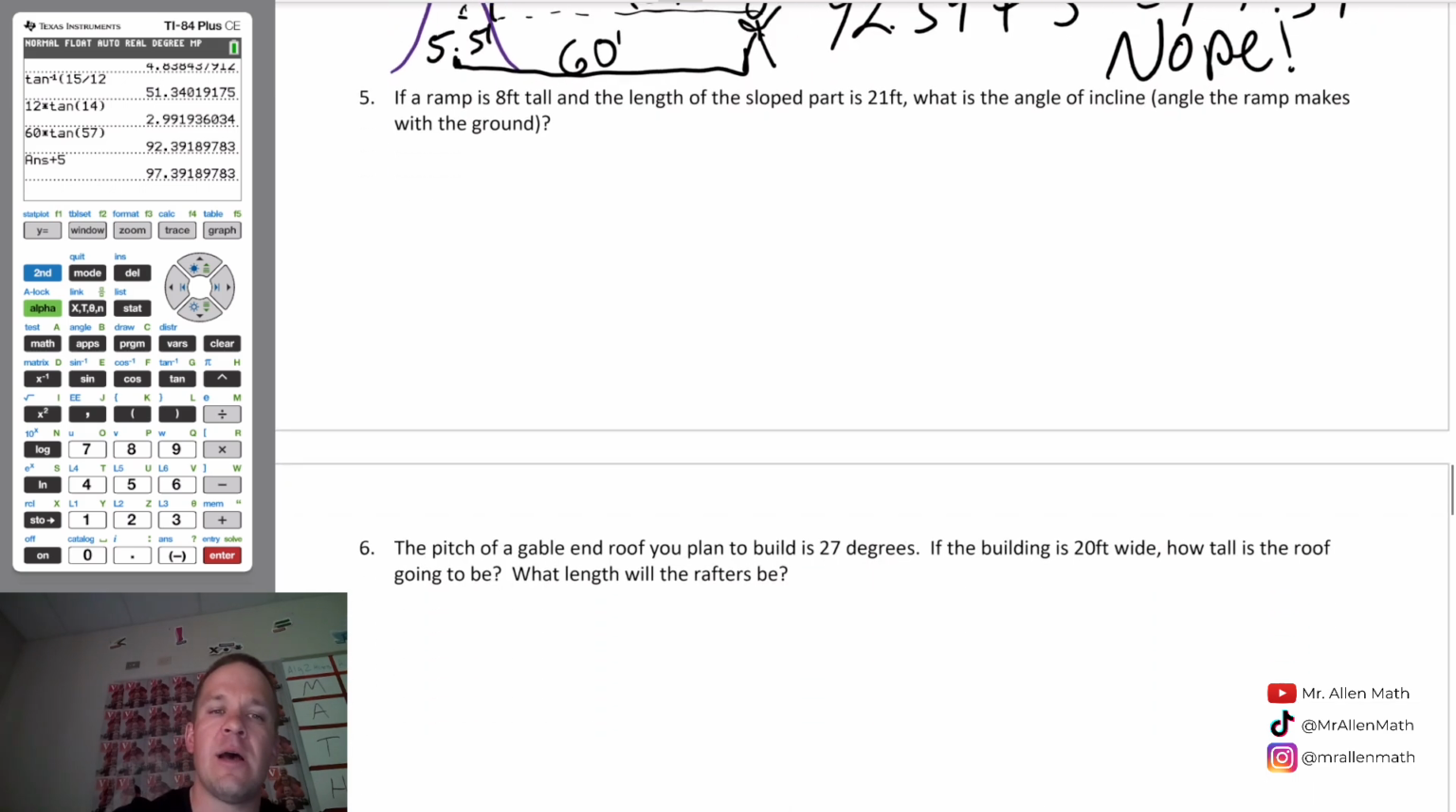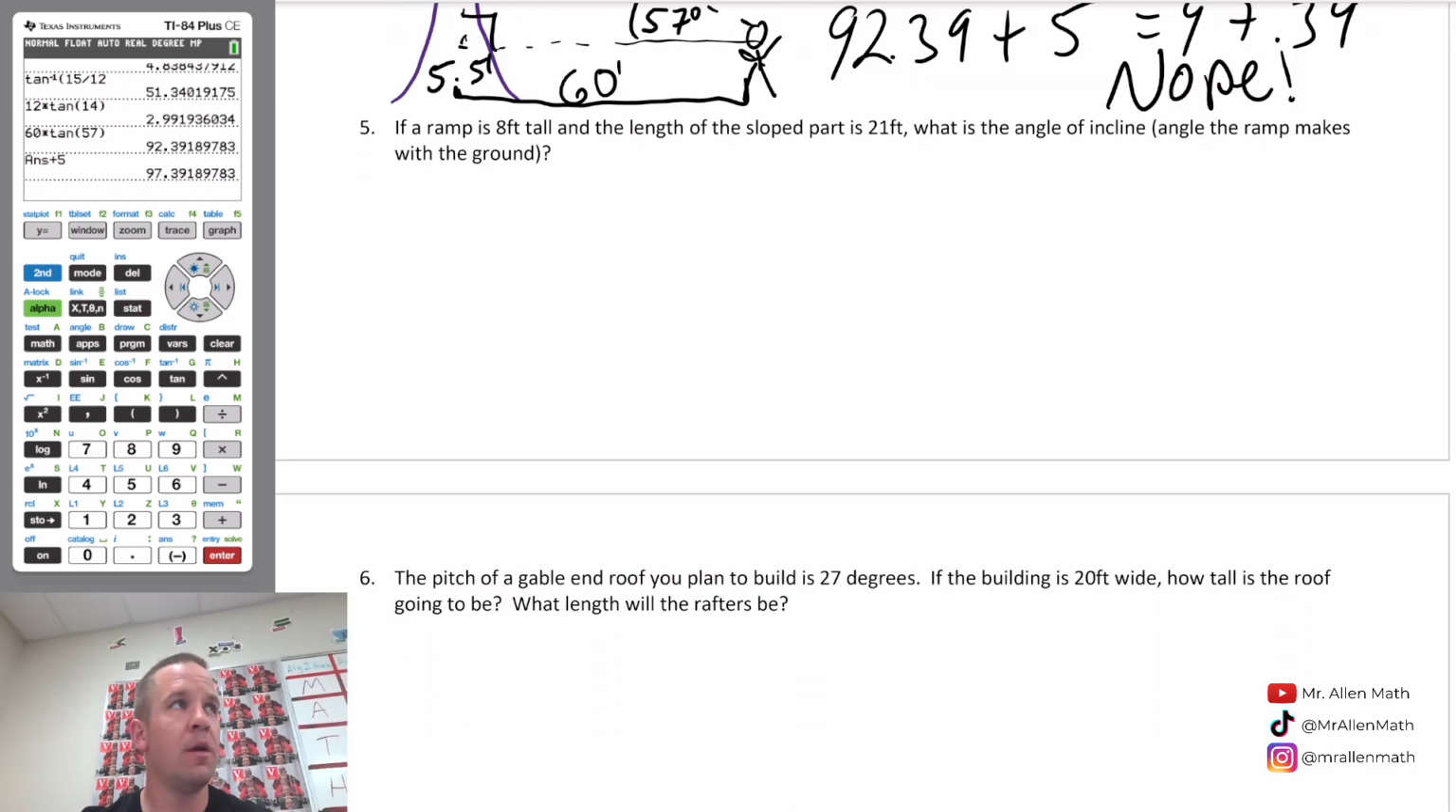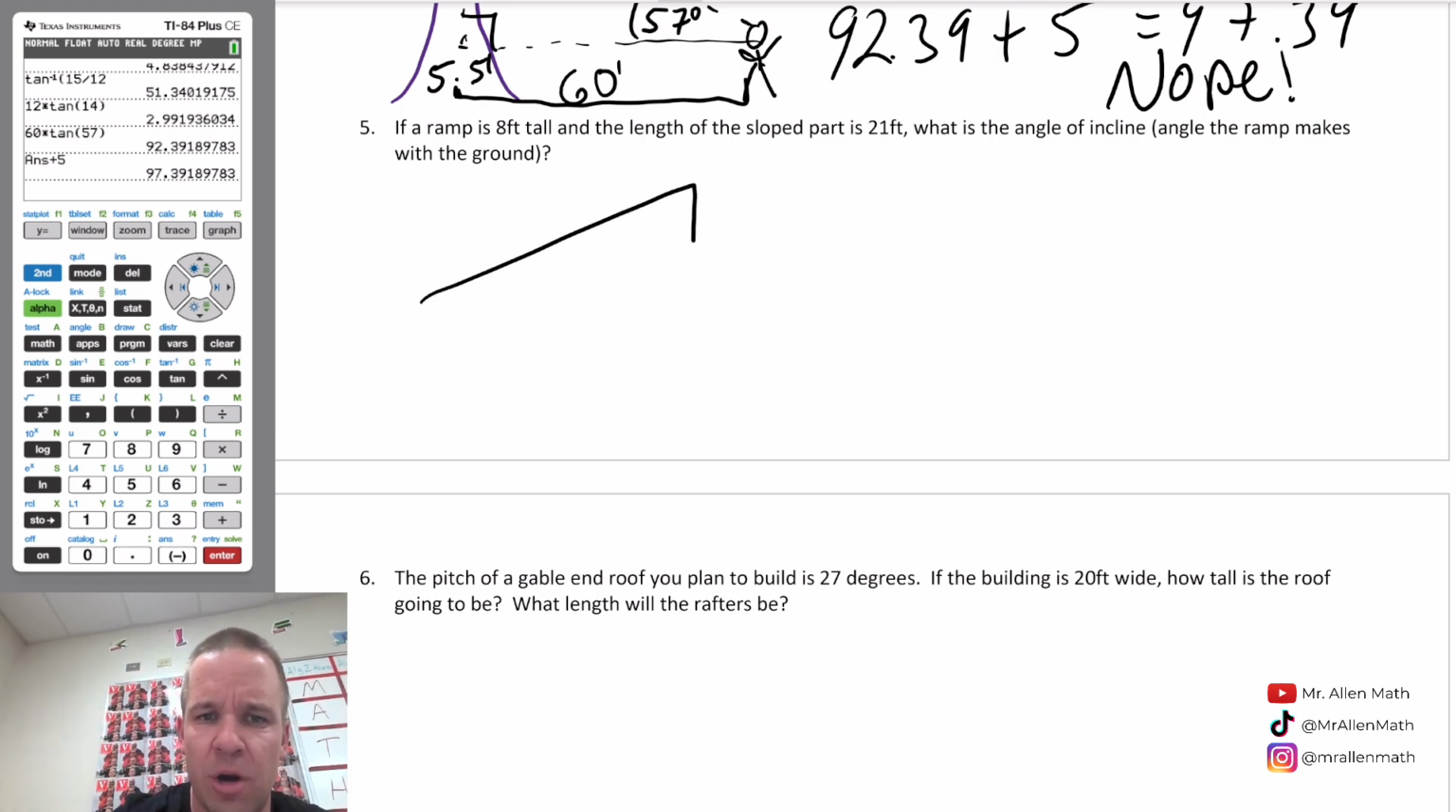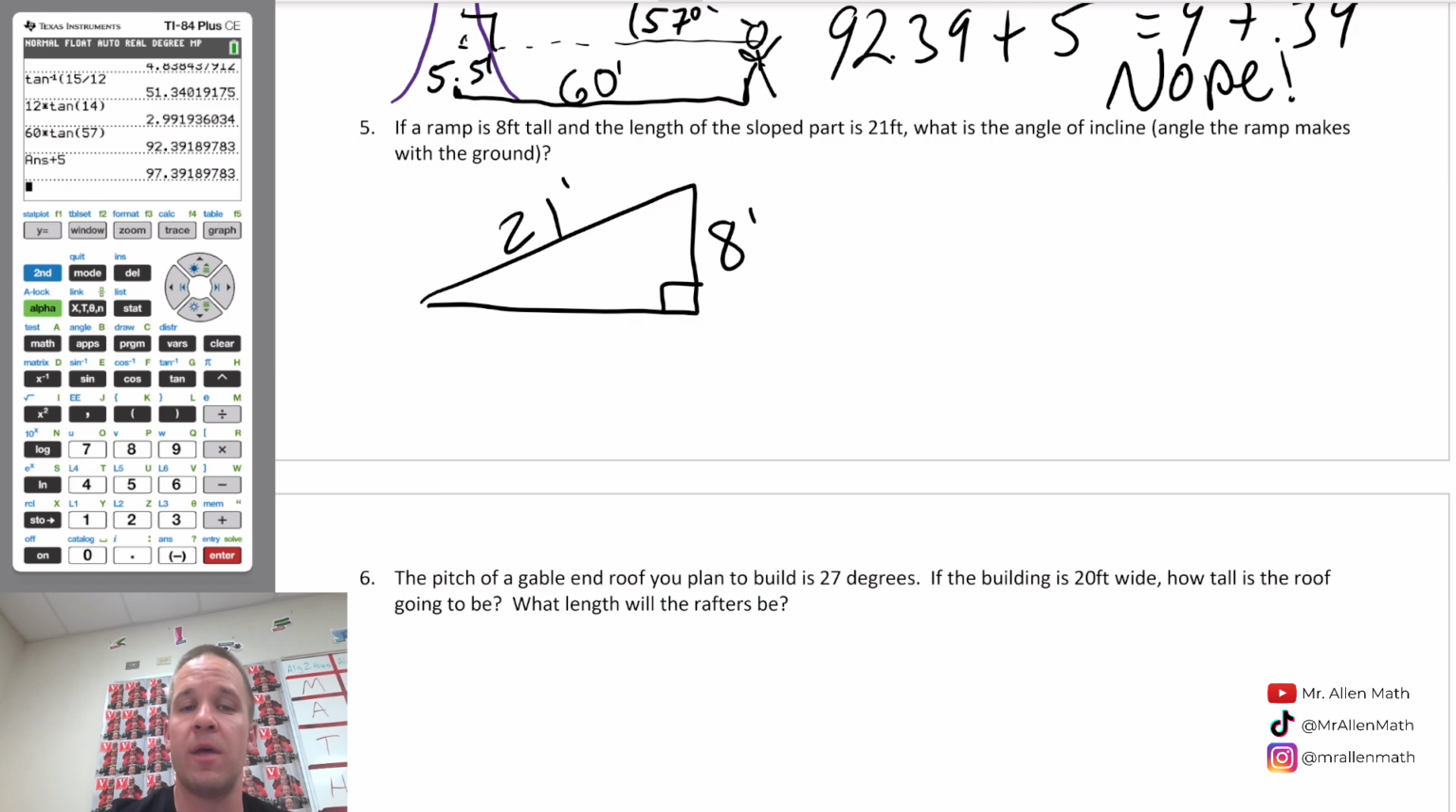We don't want that. All right, number 5 here. If a ramp is 8 feet tall and the length of the slope part is 21 feet, what is the angle of incline, the angle the ramp makes with the ground? So the ramp is 8 feet tall. Let me just draw up a ramp here. The slope part's 21 feet and it's 8 feet tall, and we want to know this angle, the angle that it makes with the ground.